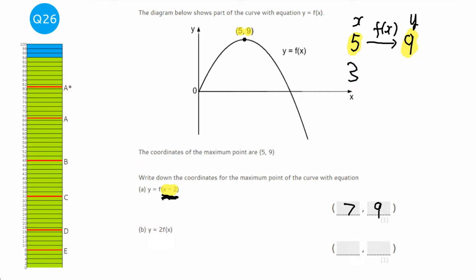Now with this one, we're going to do the function. Okay, so we've put in the 5, okay, and we've got a 9 out. And then we've times it by 2. So we've put in 5, and we've got a 9 out, and then it's doubled. So it's going to be 5, 18.